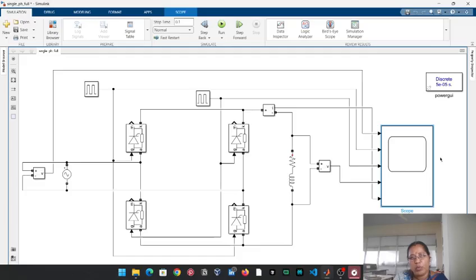During 90 to 180 degrees, it acts in inversion mode, as an inverter. That means the power is transferred from load side to source side. The maximum power is transferred from the reverse side.